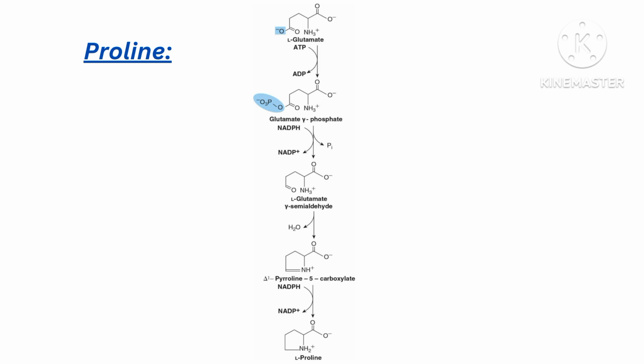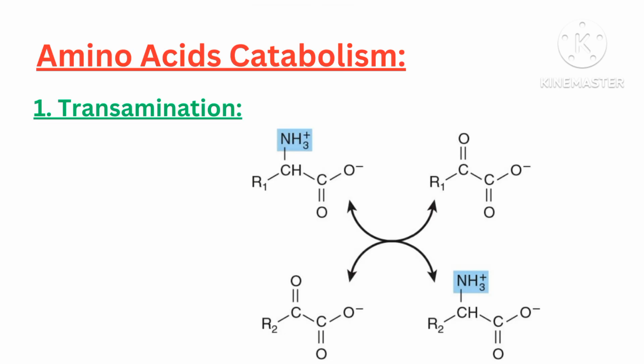Last step is P5C to proline by enzyme pyrroline 5-carboxylate reductase. P5C is reduced to proline using NADH or NADPH. Catabolism of amino acids.